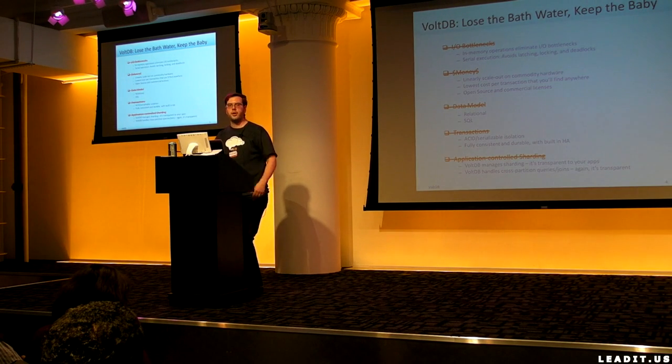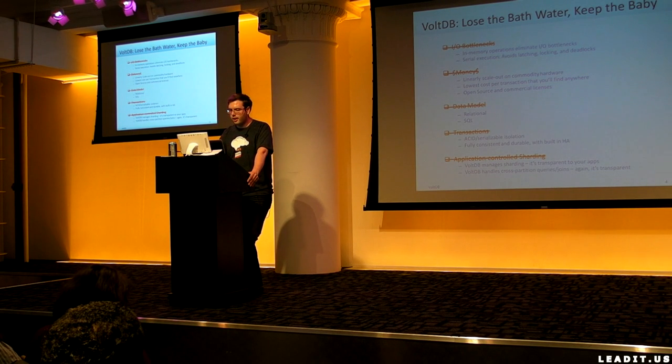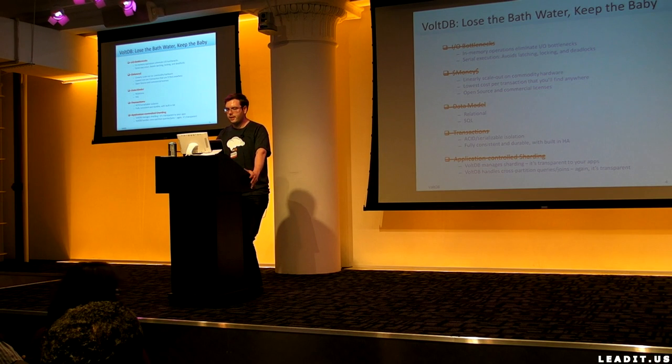If you want to know where a query is routed, you just submit it to any node in the cluster and the query will get answered. VoltDB will also handle resharding your data, changing shard keys if you need to do that. This is, again, not something you have to write yourself. And VoltDB also supports cross-partition queries and joins.